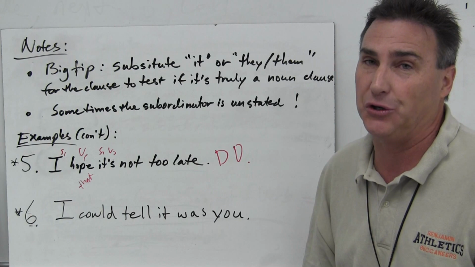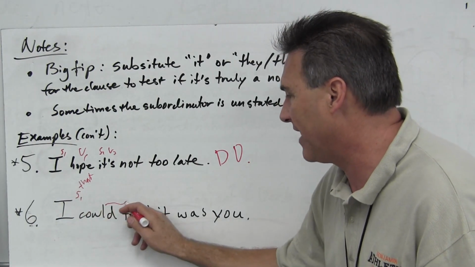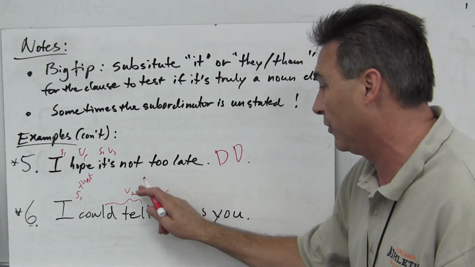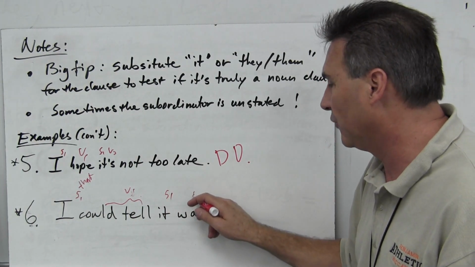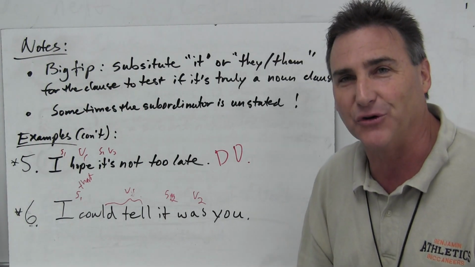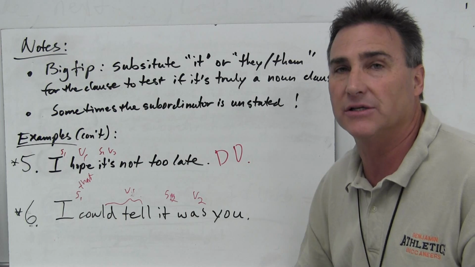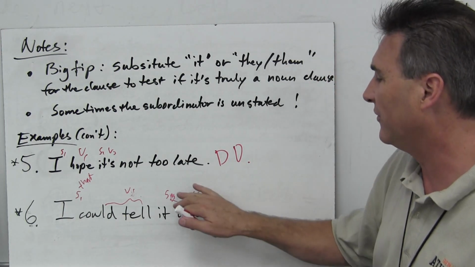Second example. I could tell it was you. I, subject 1, could tell, that verb phrase is verb 1. It is subject 2, was is verb 2. I'm having a hard time keeping my ones and twos straight. Let's review that. Subject one is I, could tell is verb one. Subject two is it, verb two is was you.